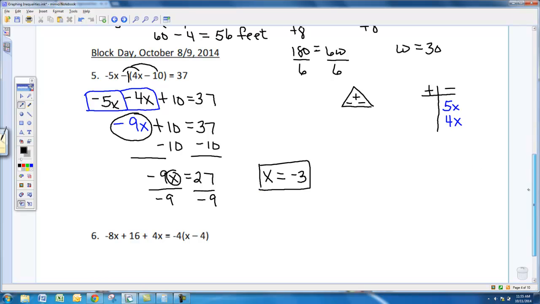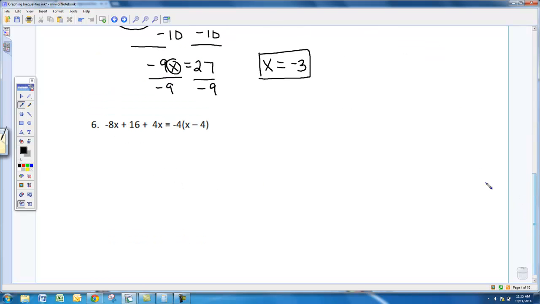Last problem. In this problem, we need to distribute our -4. -4 times +1, negative times a positive, is a -4x. -4 times -4, negative times a negative, is a +16.